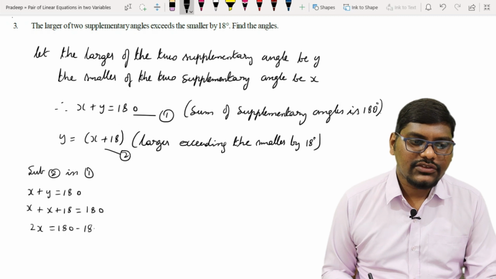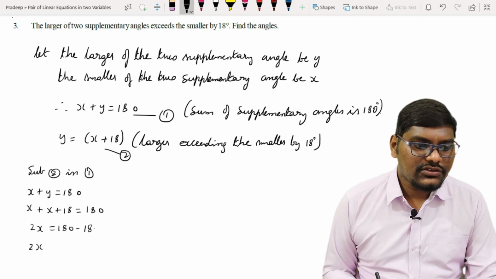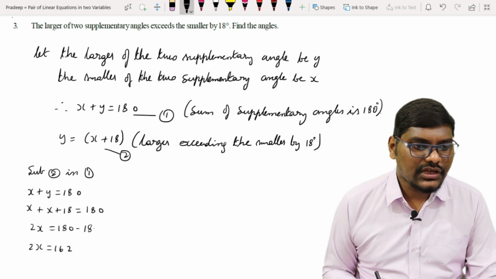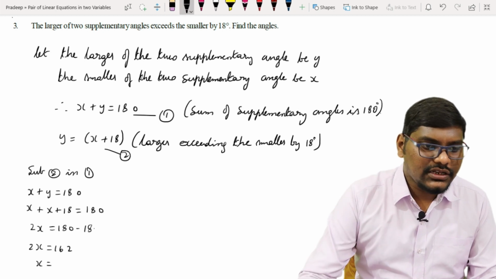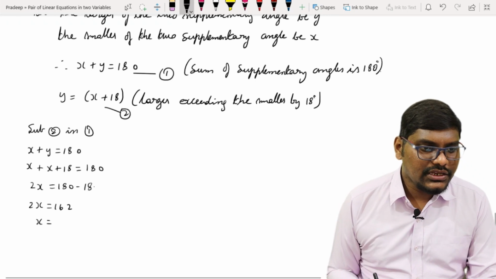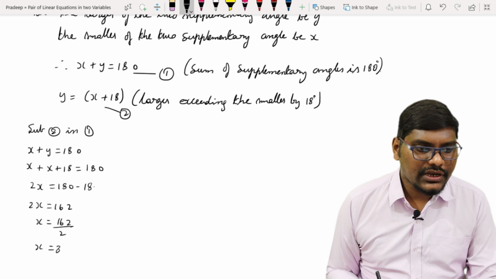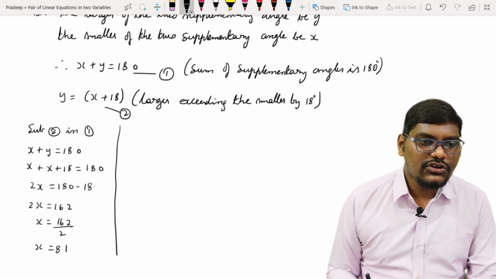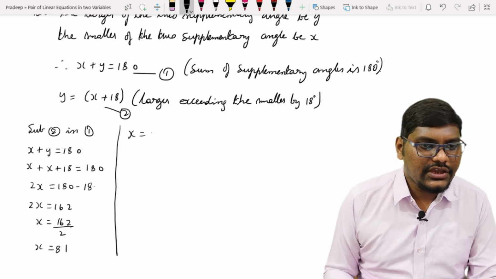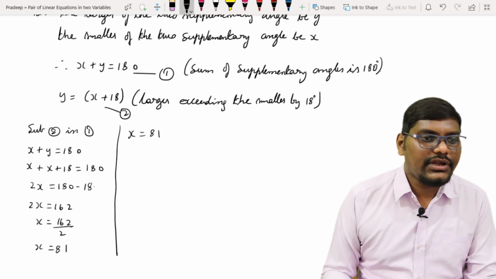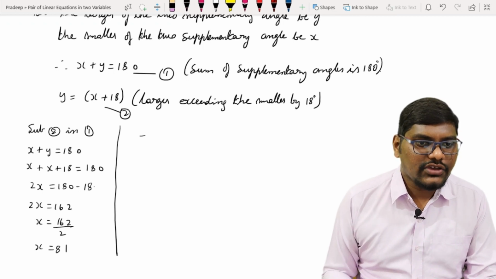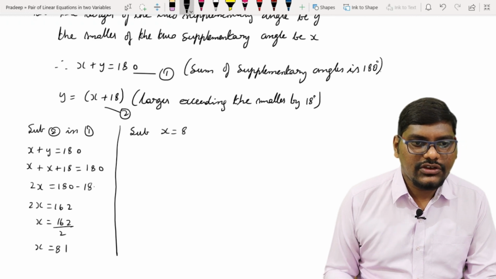So 180 minus 18 is how much? It is 162, whereas if I send this to the other side, that is 162 by 2. So how much do we get? So x equal to, we are getting 81 as the value. So now this x equal to 81 that we are substituting in equation 1 again. So I can write here, substitute x equal to 81 in the first equation.